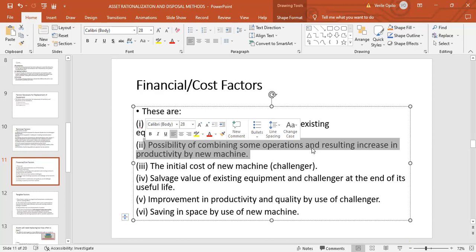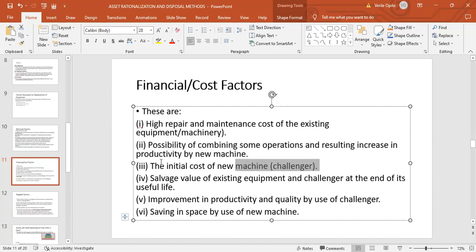Then also, you just consider the cost of the challenger. The challenger is the new machine. In this case, you consider the maintenance costs, the long run costs when you have this old machine, and the cost you're going to incur to get the new machine. Because if you realize that buying a new machine is not that expensive, then you would rather just replace it now.